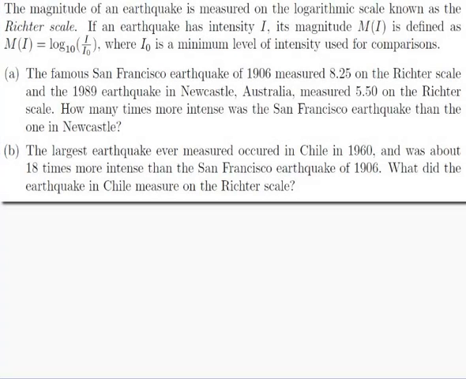A. The famous San Francisco earthquake of 1906 measured 8.25 on the Richter scale, and the 1989 earthquake in Newcastle, Australia measured 5.50 on the Richter scale. How many times more intense was the San Francisco earthquake than the one in Newcastle? Alright, well let's see if we can use the formula we've been given in order to try and understand this. In order to do this, I need to know what I is for both earthquakes. So, until I know what they are, let me give them names.